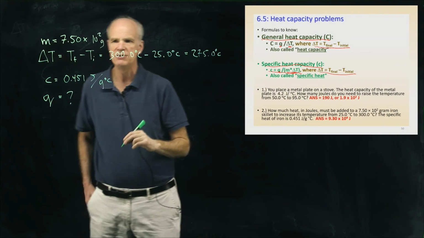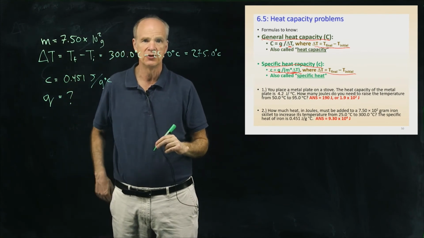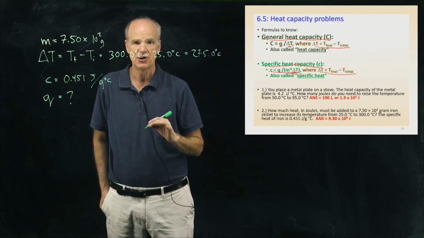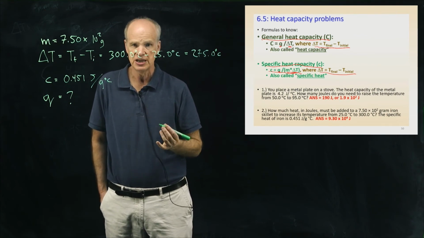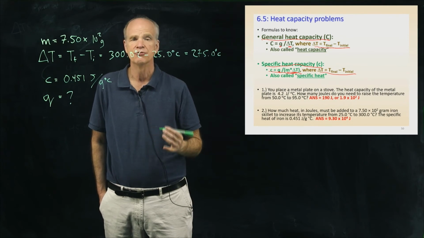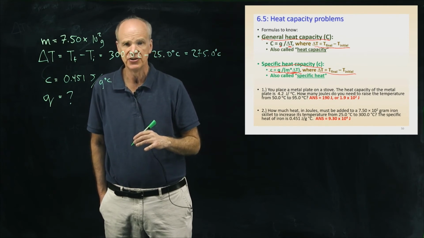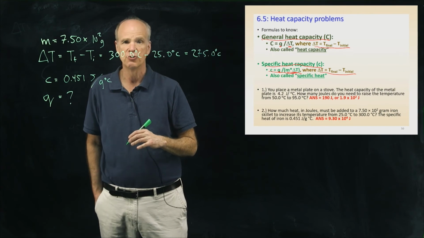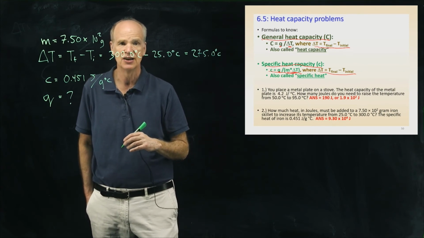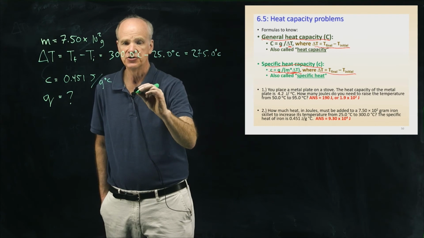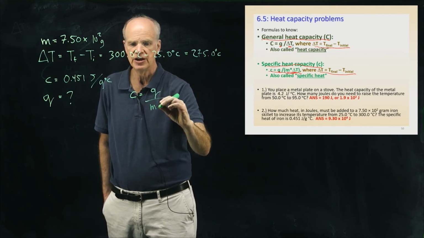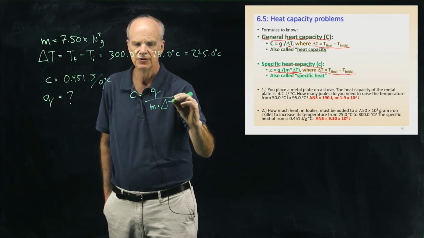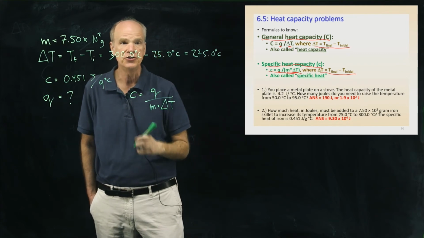Maybe you can look at this list of variables and see which formula we want to use. We want to use the formula for specific heat capacity. The reason is the formula for general heat capacity does not include mass, but the formula for specific heat capacity does. So let me give you that formula. It's c is equal to Q over M times delta T. I can put a times sign here if I want to, times delta T. Okay, so this is the correct formula.